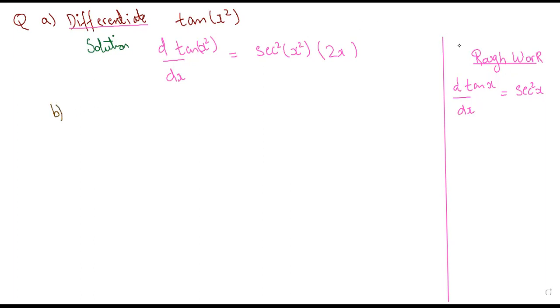Okay, let's talk about the second part. The second part says you need to integrate x secant square x square. Now you have to integrate this, and this is the second part. So you definitely will be using the first part here. Okay. Any idea?